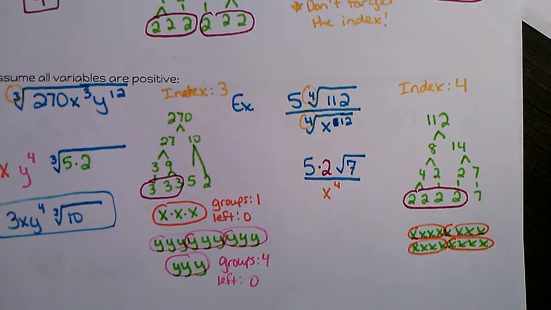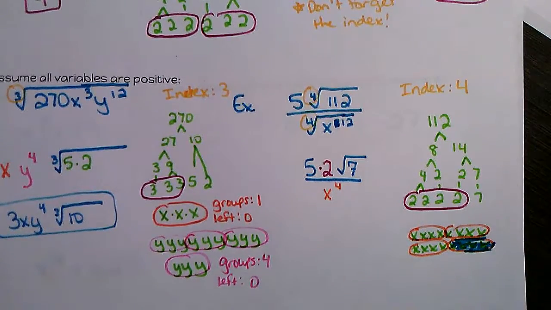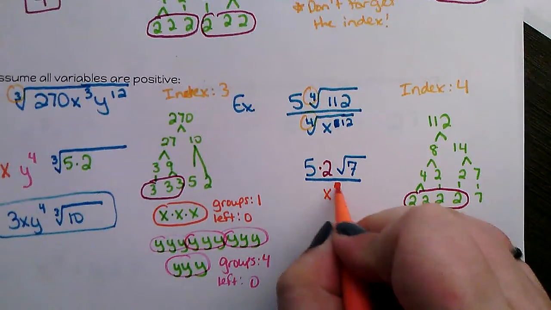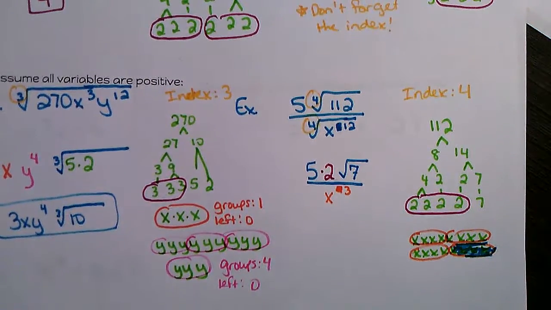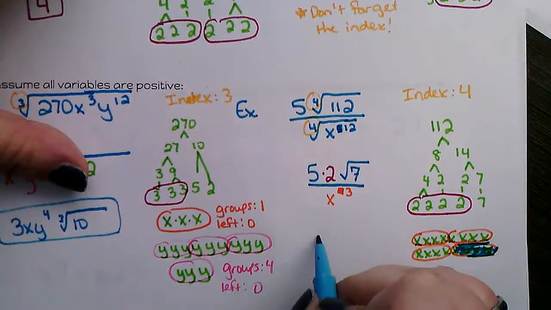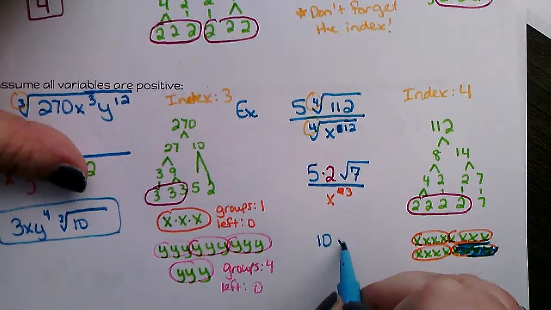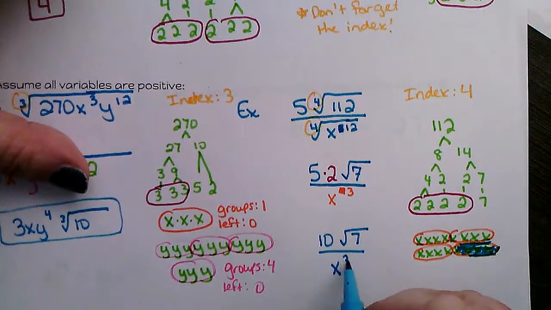Did I put 16 x's? I sure did. Good grief, Mrs. Black. These x's shouldn't even be here. I put 16 x's. I'm sorry. Should be x to the 3rd. So as awesome as this is, it's not right. I have to multiply. So 10 with my 7 underneath and x to the third.